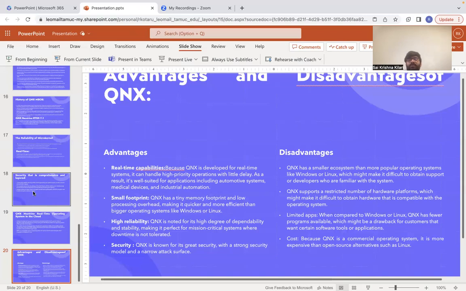When compared to Windows or Linux, QNX has fewer programs available, which might be a drawback for customers that want certain software tools or applications. Cost: because QNX is a commercial operating system, it is more expensive than open source alternatives such as Linux.